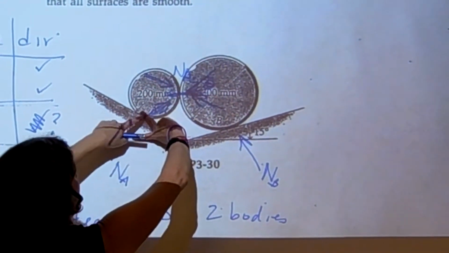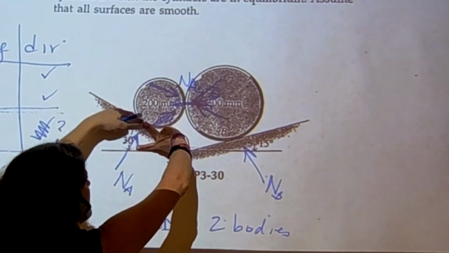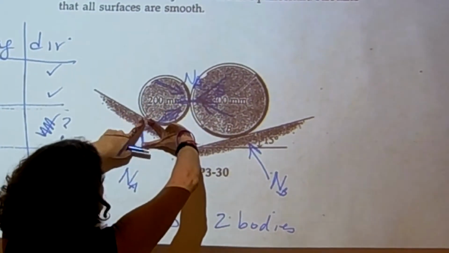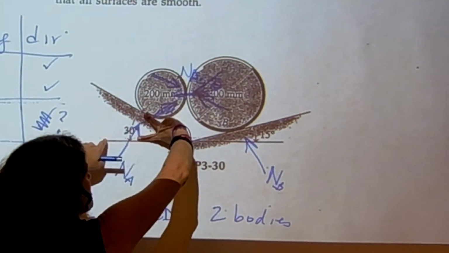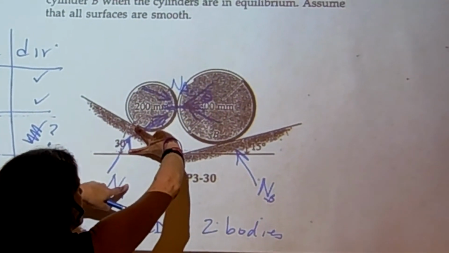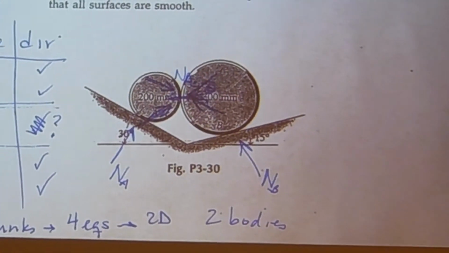This right here, the angle between the horizontal plane and this is 30 degrees. So the surface right here, and my normal A is drawn perpendicular to the surface, right? What's perpendicular to the horizontal plane? A vertical plane. So that means this right here is 30 degrees.